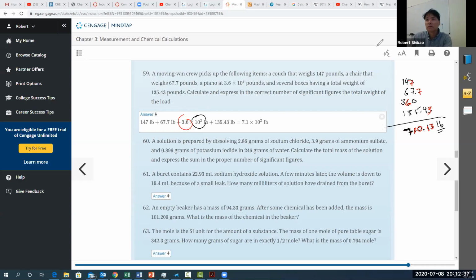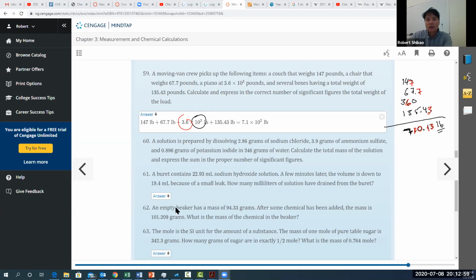Let's move on here. A burette contains 22.93 milliliters of sodium hydroxide solution. Do you recall what a burette looks like? A few minutes later, the volume is down to 19.4 milliliters because of a small leak. How many milliliters of solution have drained from the burette?